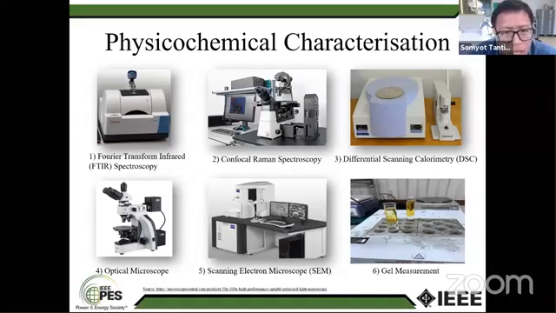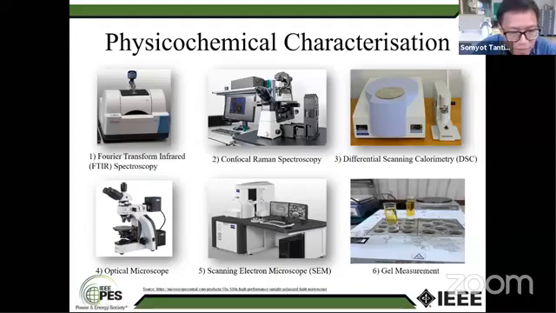Number two, confocal Raman spectroscopy, used to analyze the chemical composition in a very small area because it uses a laser beam with a diameter of about 5 microns. And number three, differential scanning calorimetry, used to analyze the melting temperatures and crystallinity of the polyethylene.